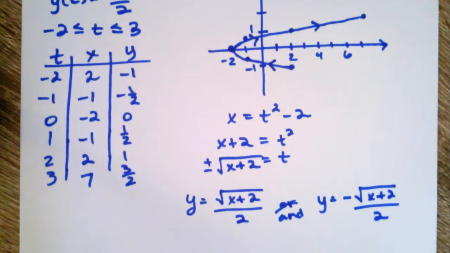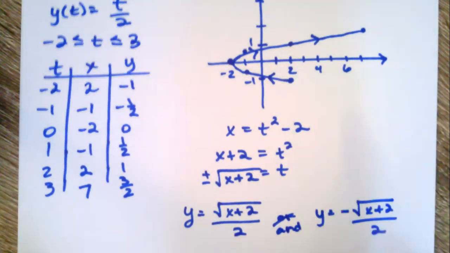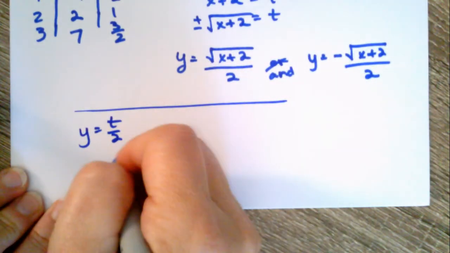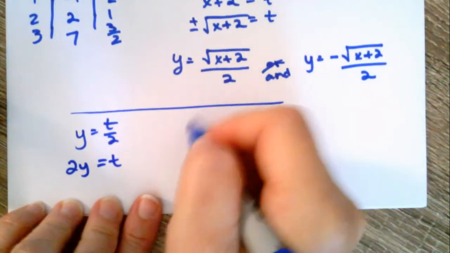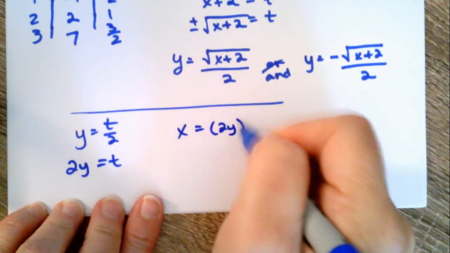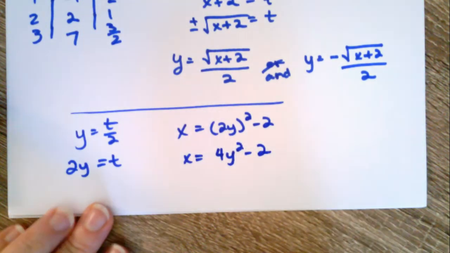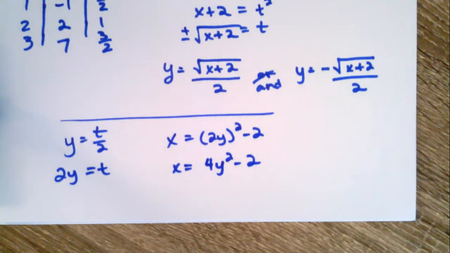In this particular case, because we have ended up with a sideways parabola, I could have started with y equals t over 2 and solved this for t. t is equal to 2y. And then if I take 2y and plug it into my x equation, (2y) squared minus 2, x is equal to 4y squared minus 2. What we have here is more of a conic representation of that sideways parabola, where x is a function of y.